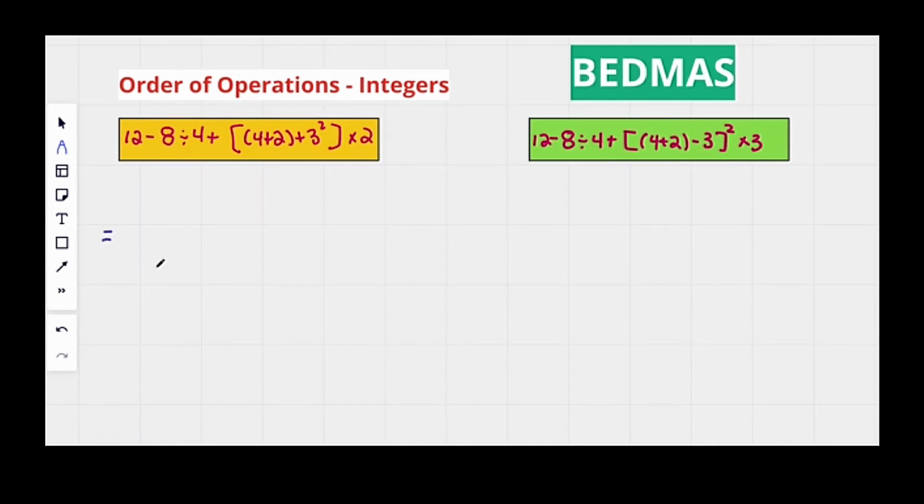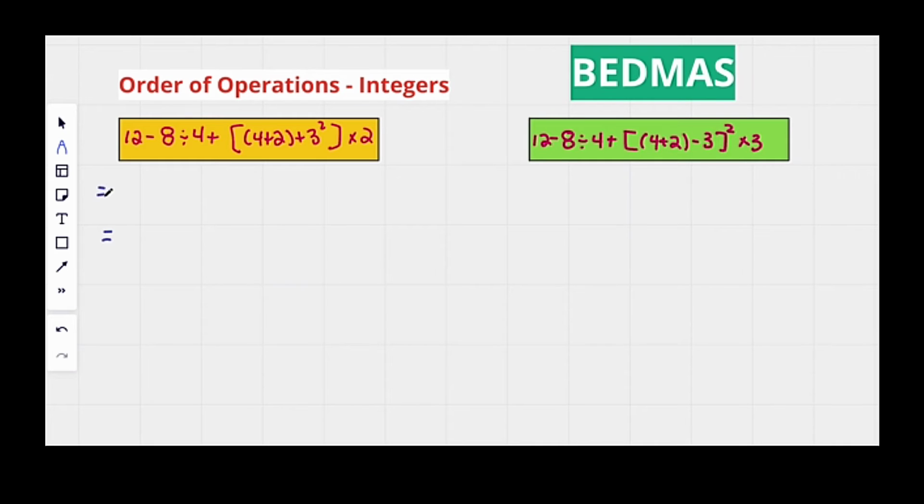Okay, these next 2 questions can look a little bit intimidating because they're so long and they've got so much stuff going on. But if we follow what we've been doing, which is taking everything step by step, there shouldn't be any issues. It'll be just like any other question. Okay, so let's take a look at this one. So 12 minus 8 divided by 4 plus bracket, and then inside the bracket there's another bracket, 4 plus 2 plus 3 squared, close the bracket, times 2. So what is all this?